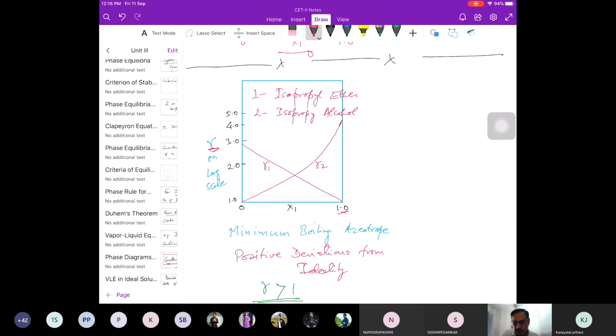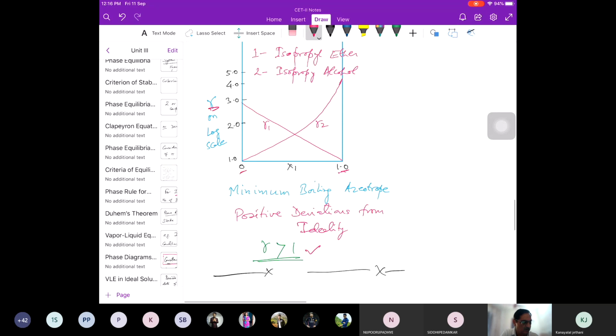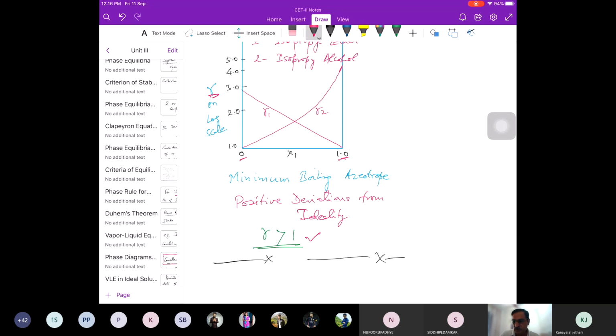Right? Pure component के लिए gamma equal to 1 होता है. And when I take x1 equal to 0, this is x2 equal to 1. So it is again pure component. So at these two values, it is going to be 1 for pure component. And for other compositions, the value of gamma is going to be greater than 1. So that is positive deviations from ideality. Is this understood?